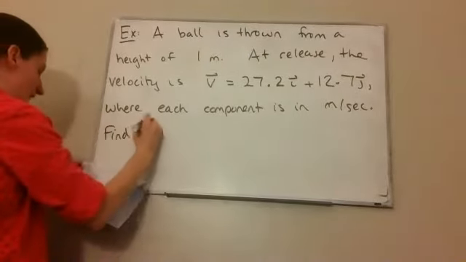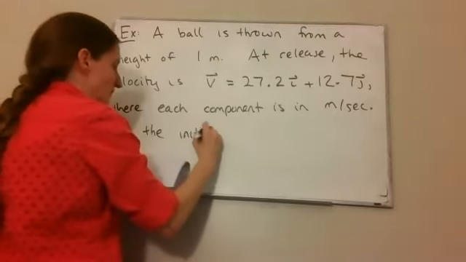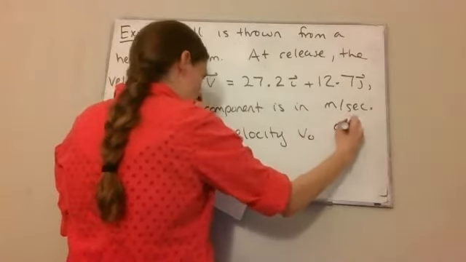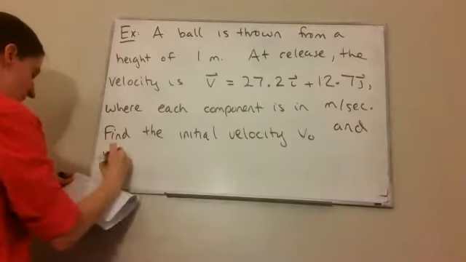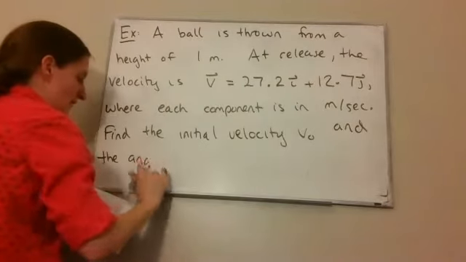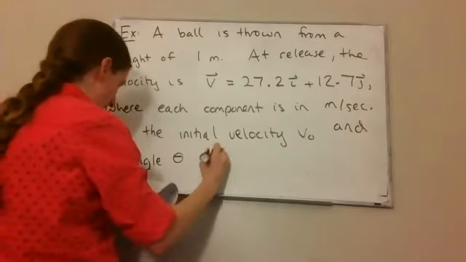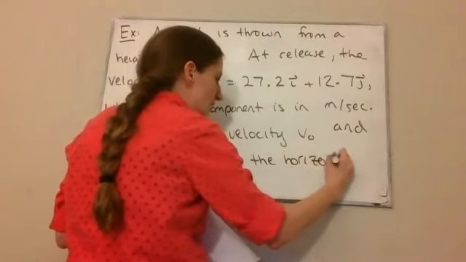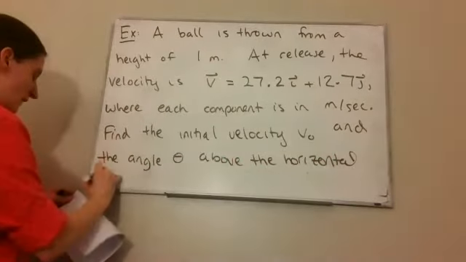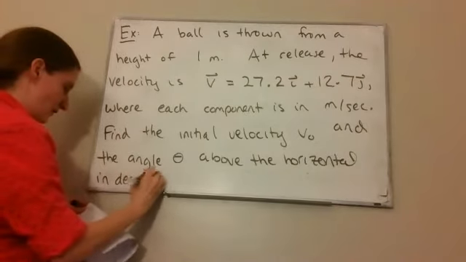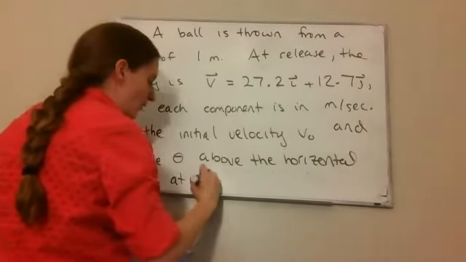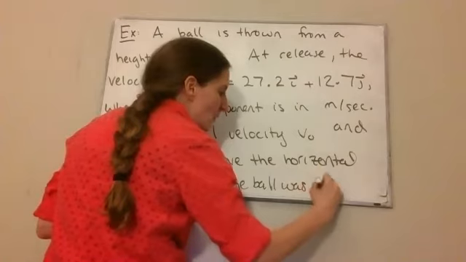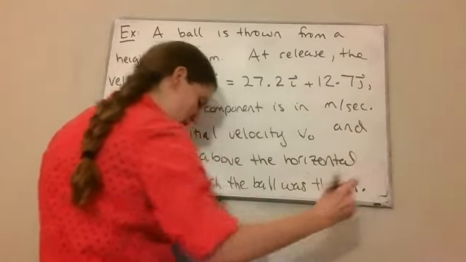Find the initial velocity V0 and the angle theta above the horizontal, in degrees, at which the ball was thrown. And we're going to round it to 1 decimal place.